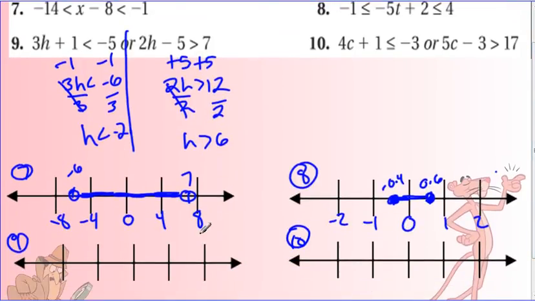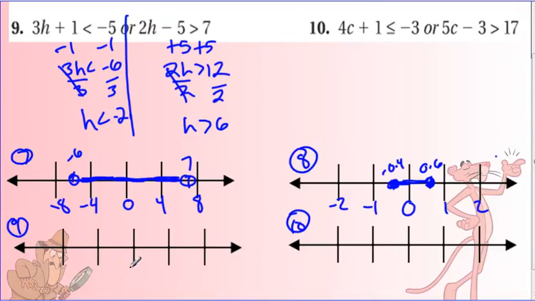We're just going to graph on the same number line down here. So we need it from negative 2 to positive 6: negative 2, 0, 2, 4, 6. That'll work. We need a hollow dot at 6, a hollow dot at negative 2, and it's an or, so we'll be shading on the outside, probably. Greater than 6, less than negative 2.